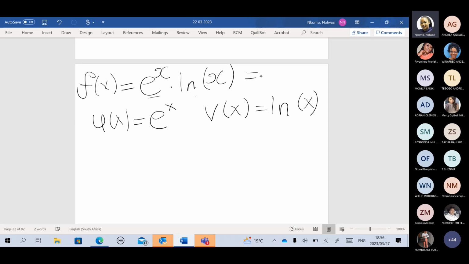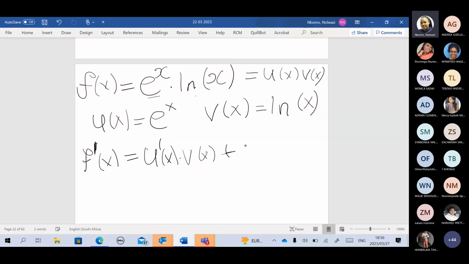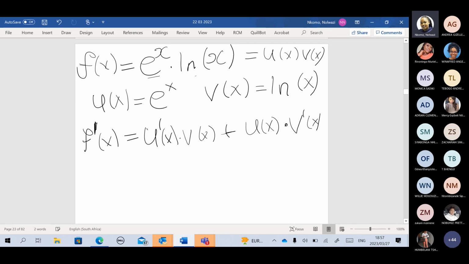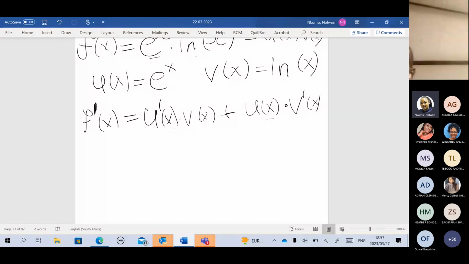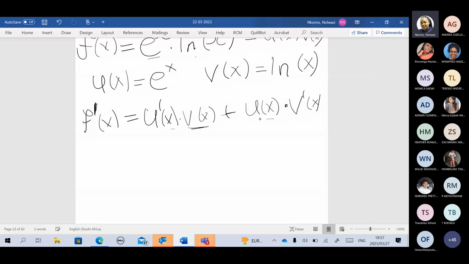Right? We said if we have something like this, our function right now is u at x times v at x. We said the product rule for this function would be f prime at x would be u prime at x times the second function, which is v at x, plus u at x times the derivative of the second function, which is v prime at x. Okay, we need u prime at x, v at x, u at x, and v prime at x. But for now, we only know v at x and u at x, meaning we need to find u prime at x and v prime at x, right? From our u and v.